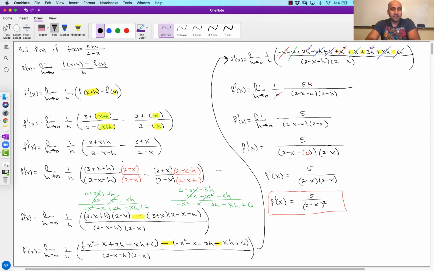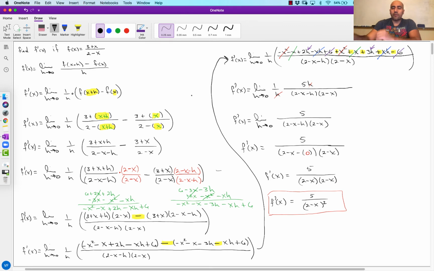So in this case, the trick was to just combine both fractions under one big happy fraction, and then as long as we're really careful about how we FOIL things and how we distribute signs, then a bunch of stuff will cancel, reduce, and we end up with a situation where if we replace the h with a 0, then we will not be dividing by 0, and then that's our answer. Okay, so this is the equation of the derivative function, f prime of x, given this as our function.